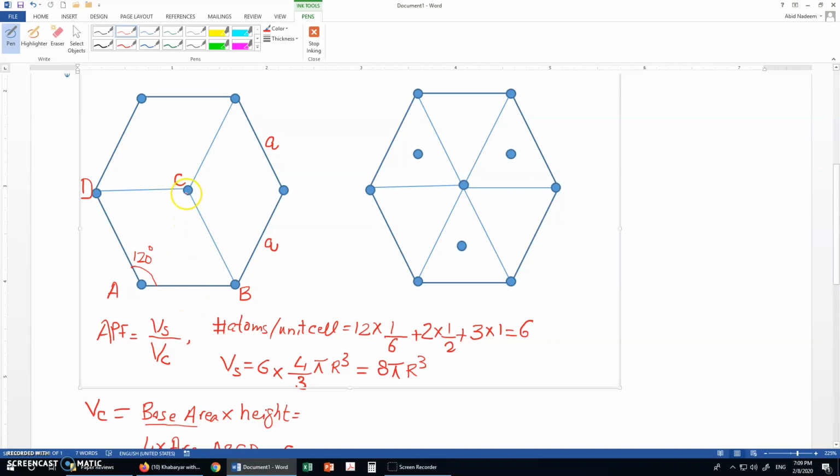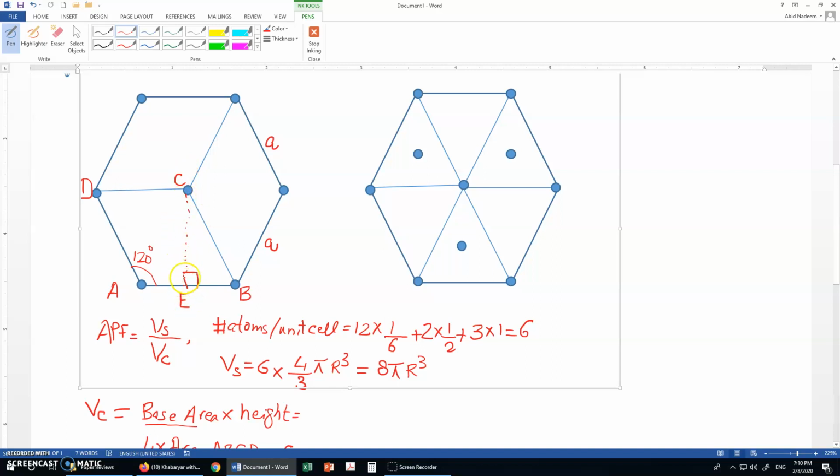So for the height, we can draw a perpendicular from C up to B. This is a 90 degree angle. We draw a perpendicular, let's say it is E. Or you can call it whatever, but let's say E. So what is this height CE?